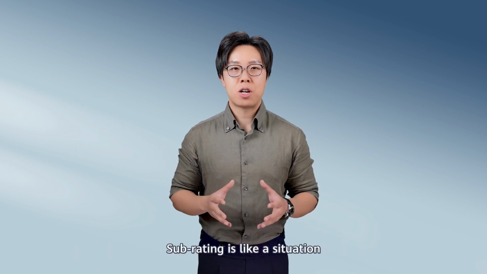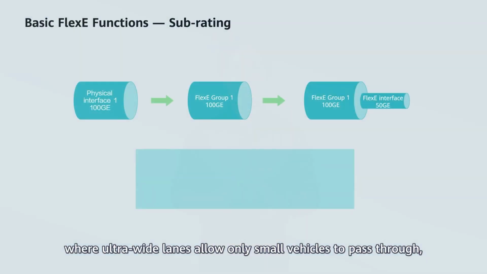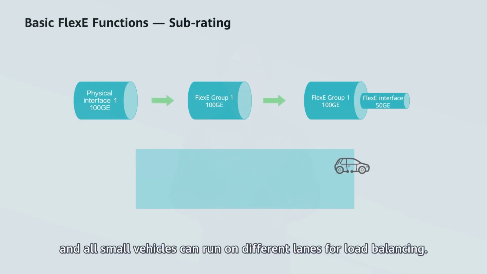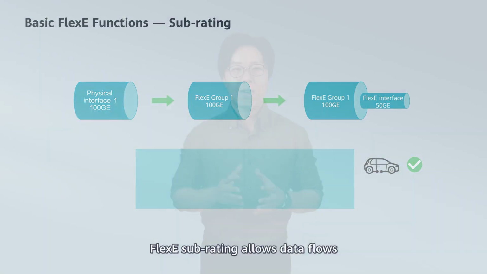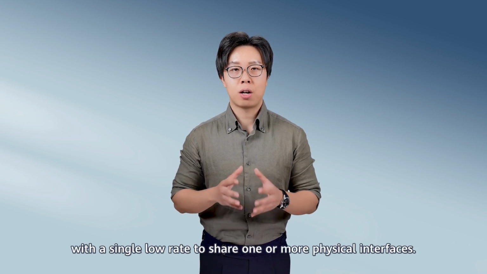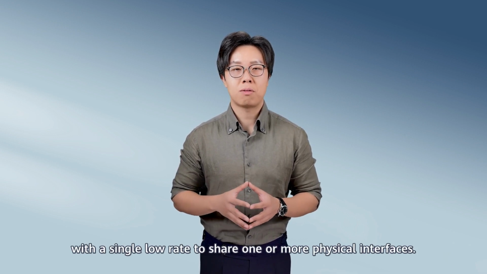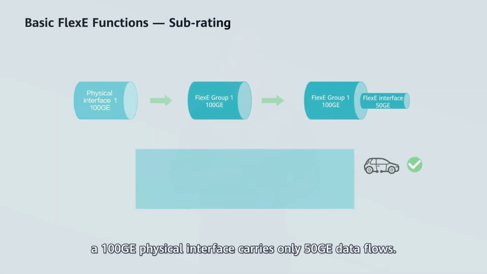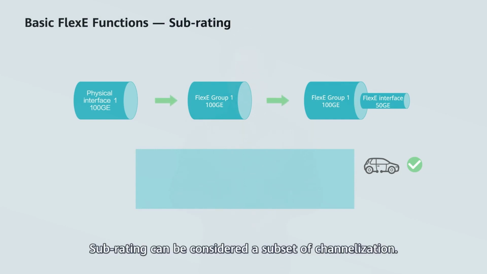Subrating is like a situation where ultra-wide lanes allow only small vehicles to pass through, and all small vehicles can run on different lanes for load balancing. FlexE subrating allows data flows with a single load rate to share one or more physical interfaces. For example, a 100G physical interface carries only 50G data flows. Subrating can be considered a subset of channelization.